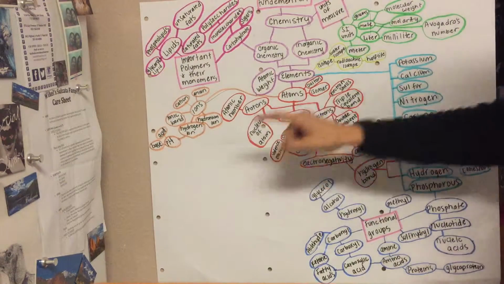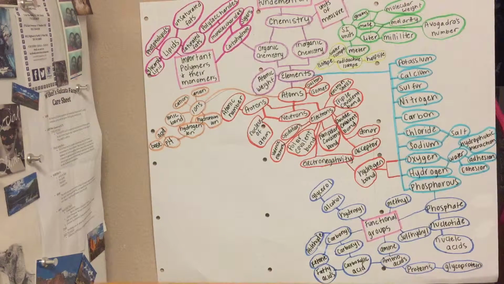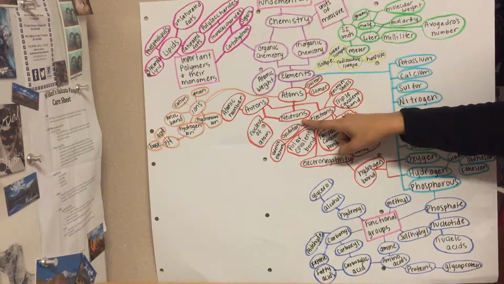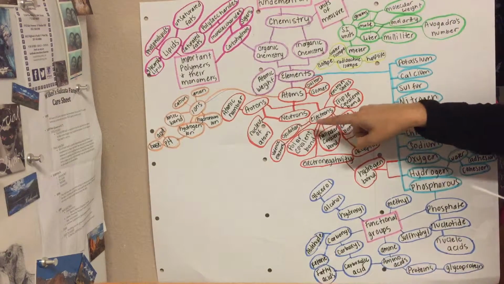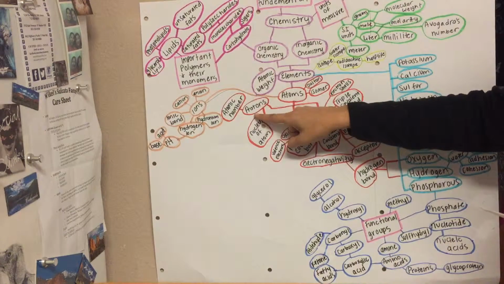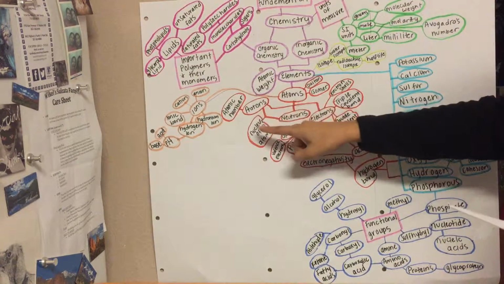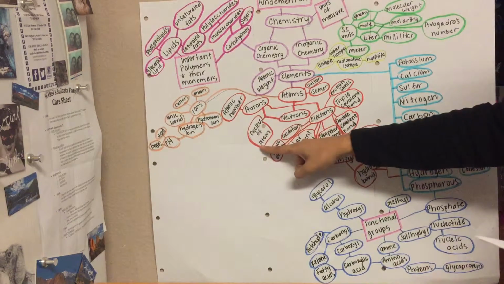If we come back up here to atoms, atoms are made up of protons, which have a positive charge, neutrons, which have a neutral charge, and electrons, which have a negative charge. You get the atomic number from the protons. Protons and neutrons make up the nucleus of an atom.